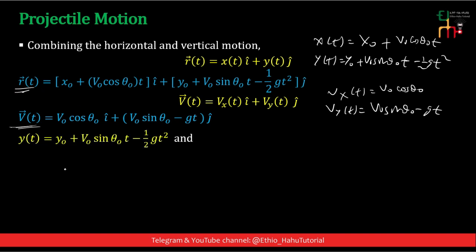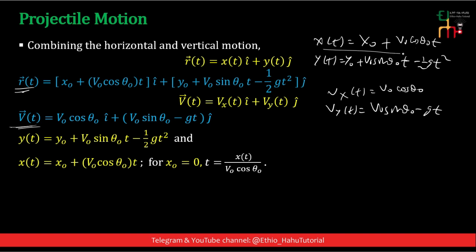Since y of t is equal to y naught plus v naught sin theta naught t minus half gt square, and x of t is equal to x naught plus v naught cos theta naught times t, and assuming that x naught is equal to 0, the initial position of the projectile along the x-axis is 0, then solve for t. T is simply x of t divided by v naught cos theta naught.